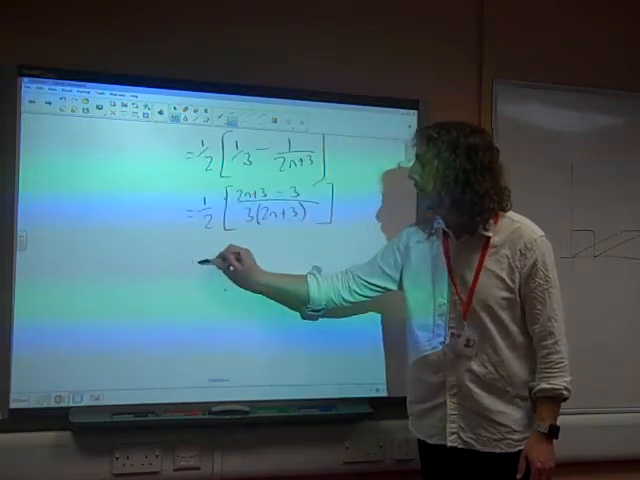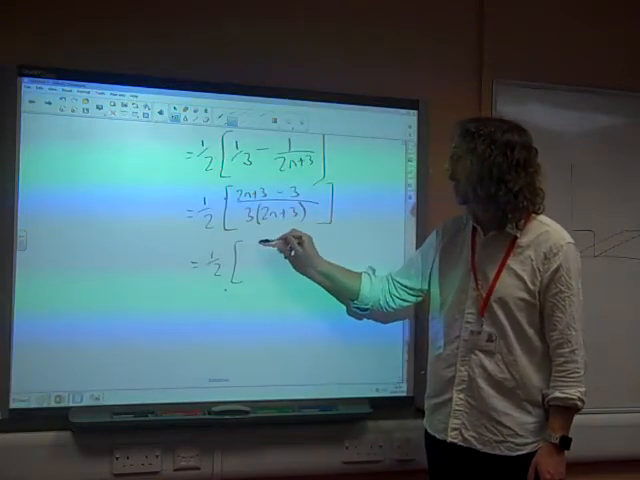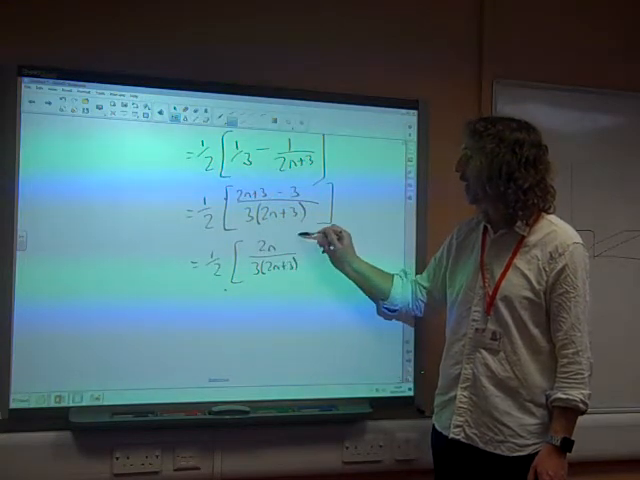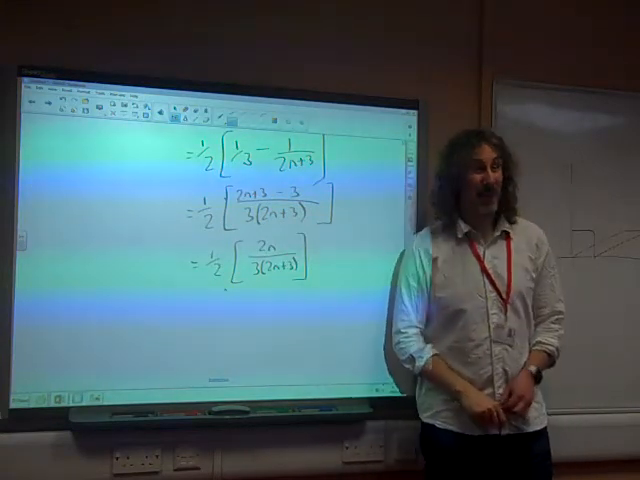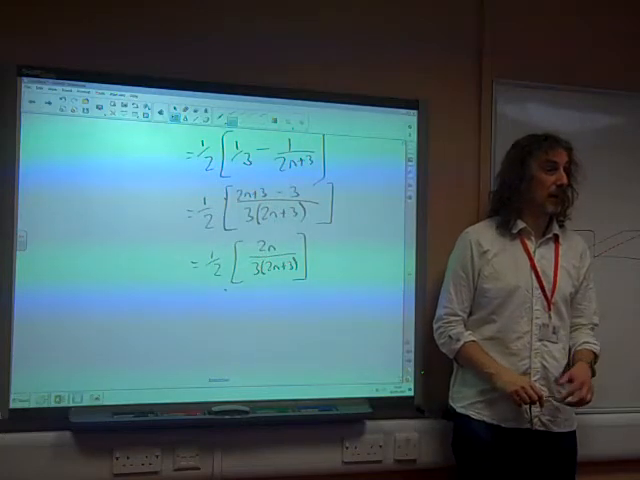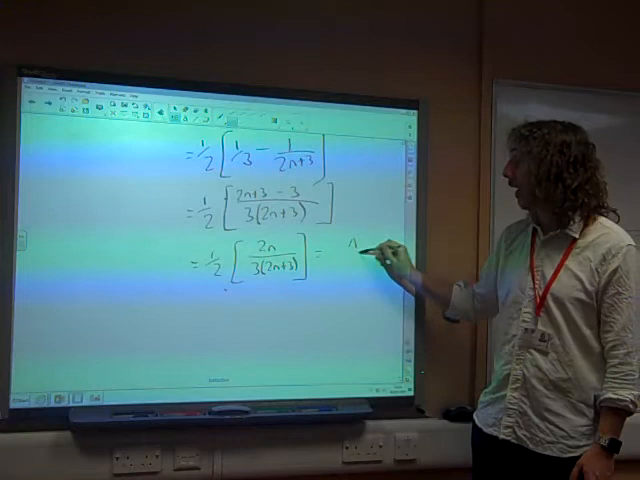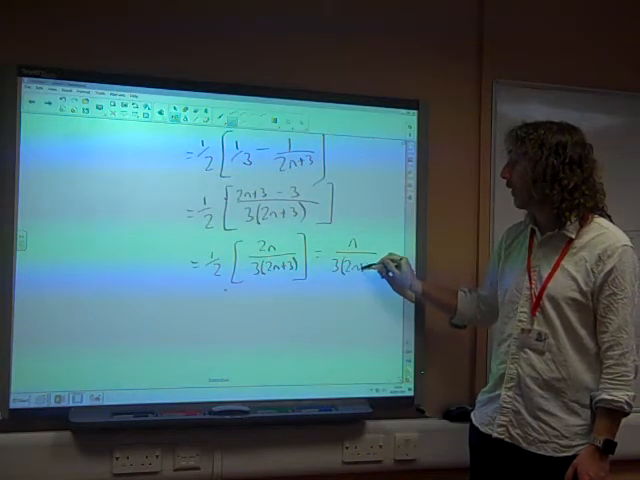which leaves us with a half times 2n over 3 lots of 2n plus 3. And actually you notice here that half that we had at the beginning just knocks out the 2 on the top, so we end up with n over 3 lots of 2n plus 3.